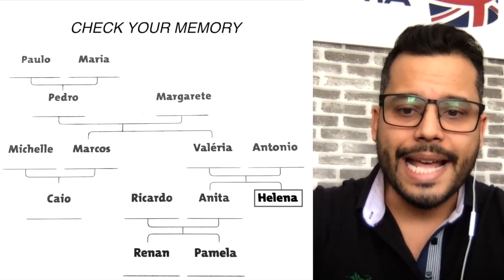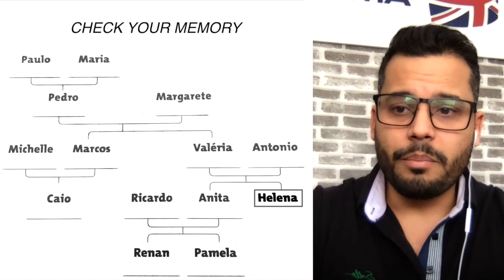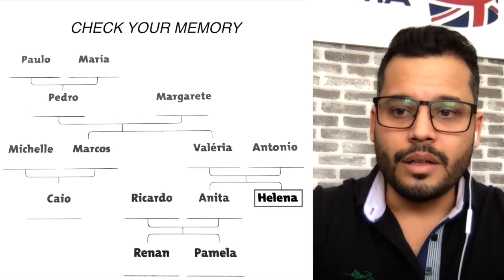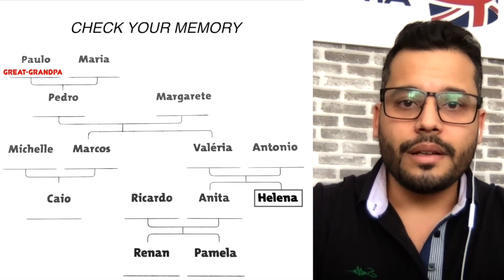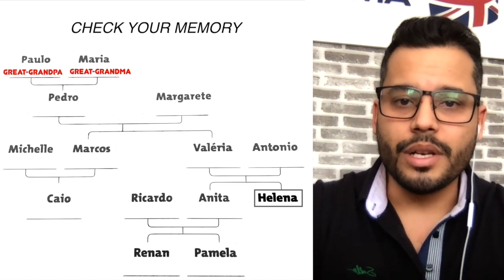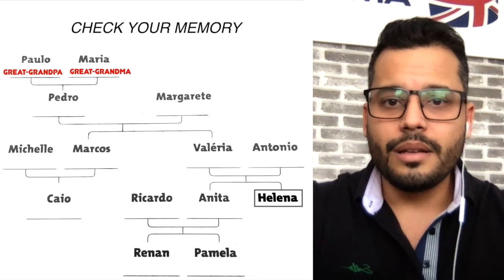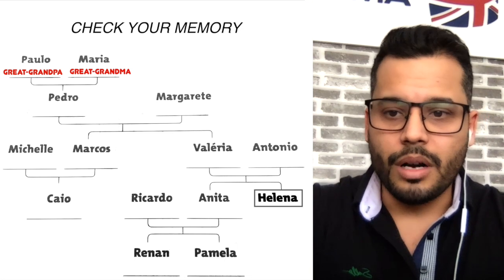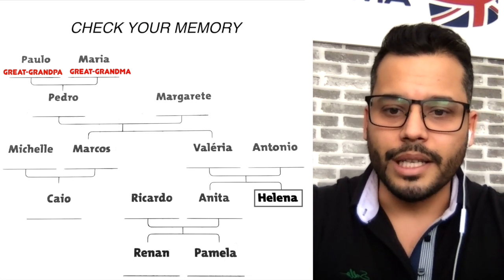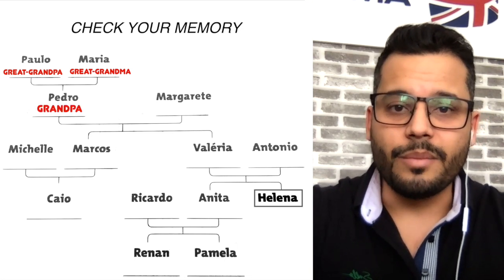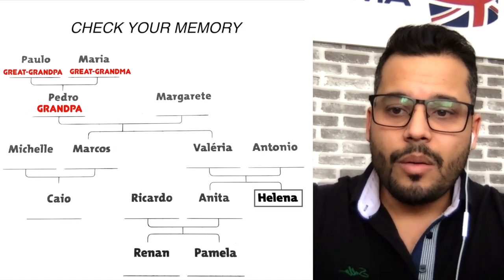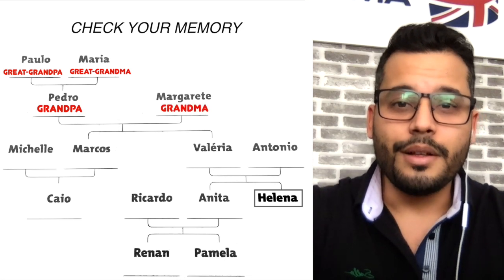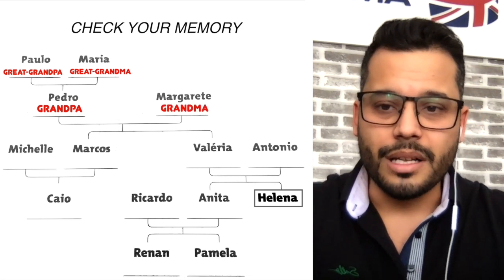Imagine we have Elena. Let's start with Paulo and Maria. In relation to Elena, guys, who are they? So Paulo is great-grandpa, and Maria, who is that? Can you remember? Great-grandma. Easy one. Now, how about Mr. Pedro? In relation to Elena, it's her grandpa. Repeat, grandpa. How about Margaret in relation to Elena? Margaret is her grandma. Repeat, grandma.